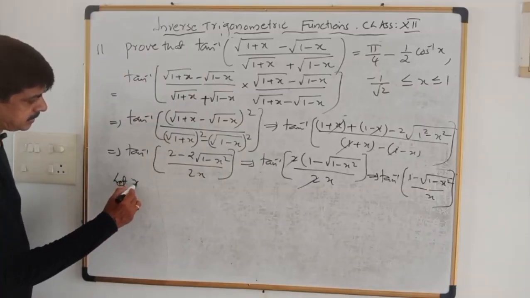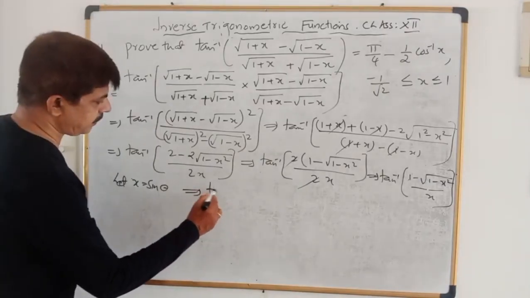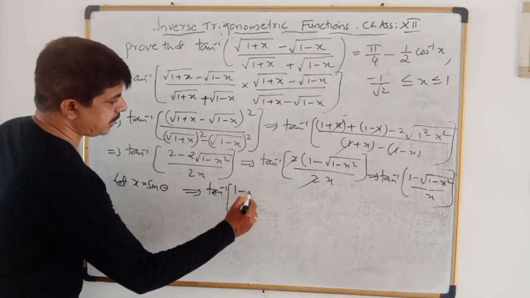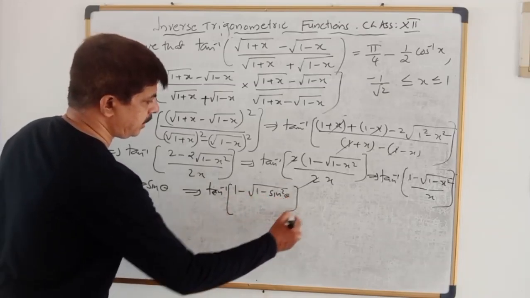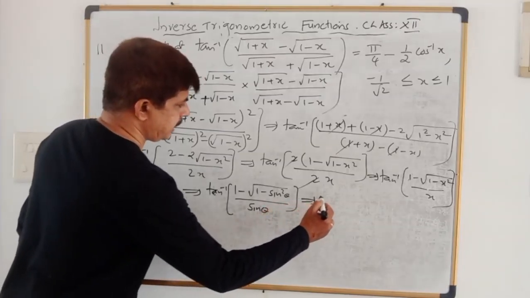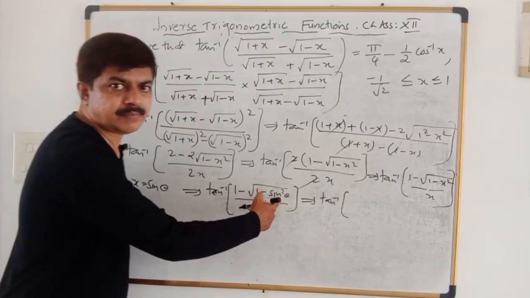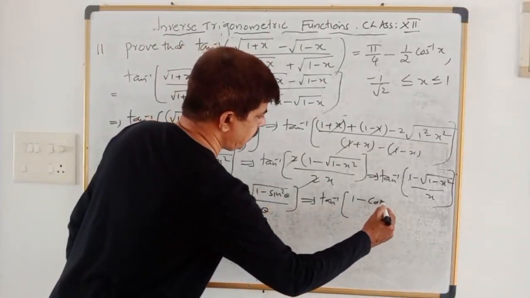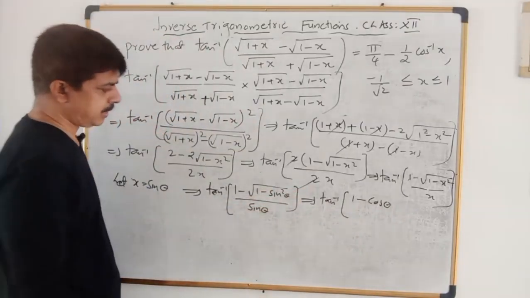Let x is equal to sine theta. So it becomes tan inverse of (1 minus root of 1 minus sin square theta) by sin theta. It implies tan inverse bracket. What is 1 minus sin square theta? Cos square theta. Root of cos square theta becomes cos theta only, by sin theta.